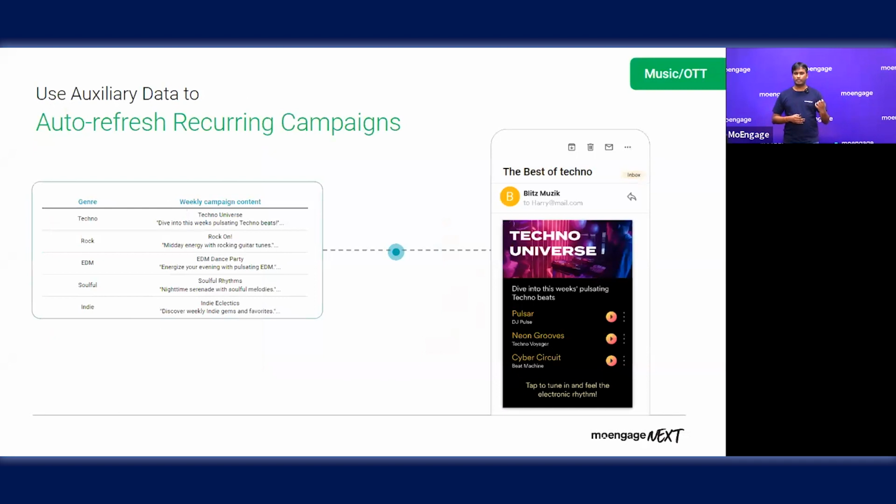If you're in the music streaming or media streaming vertical, and you have a weekly trending music campaign to different personas, you can set up a one-time recurring campaign, and you can auto refresh this auxiliary table on a weekly basis without really coming into the platform and changing the campaign configuration on a regular basis.